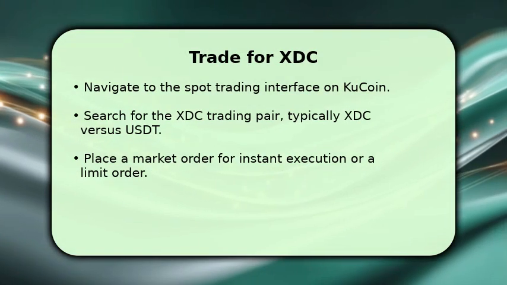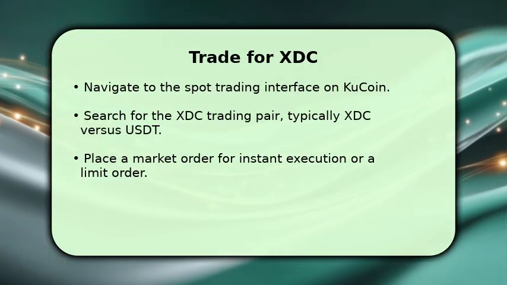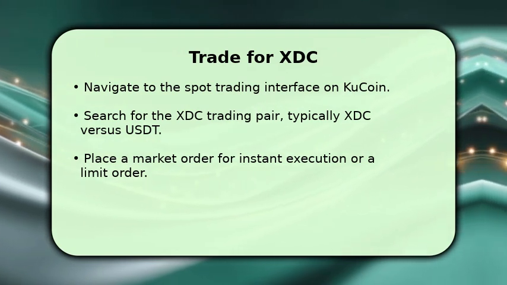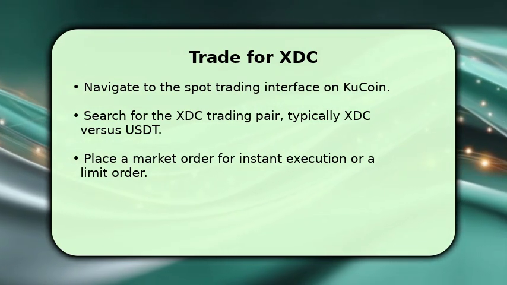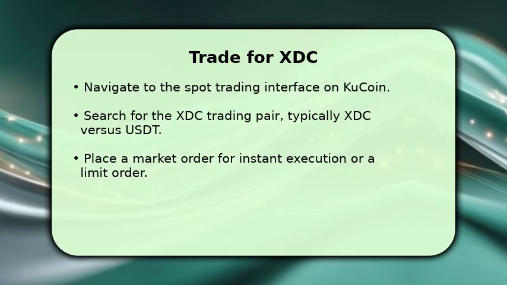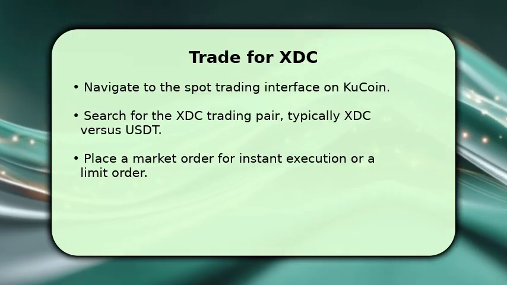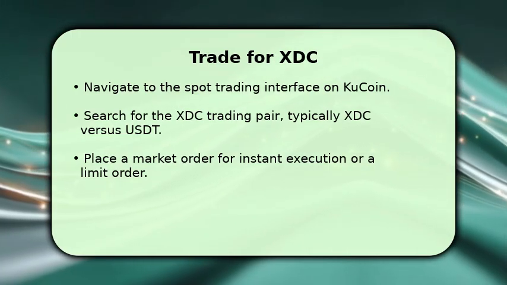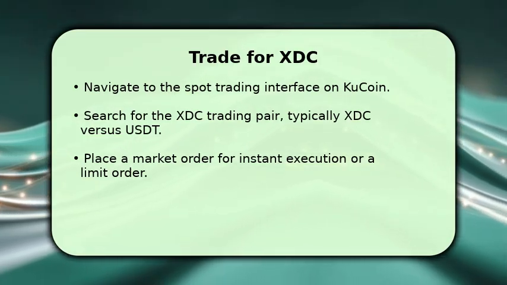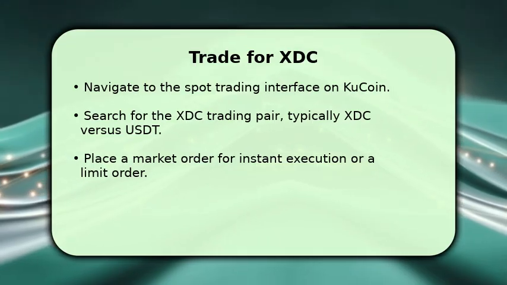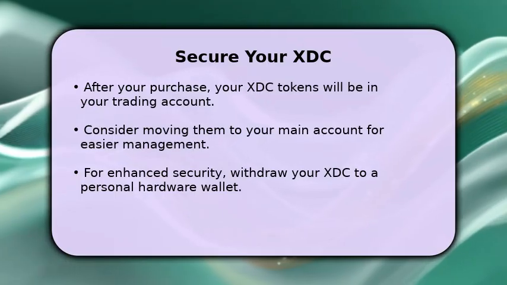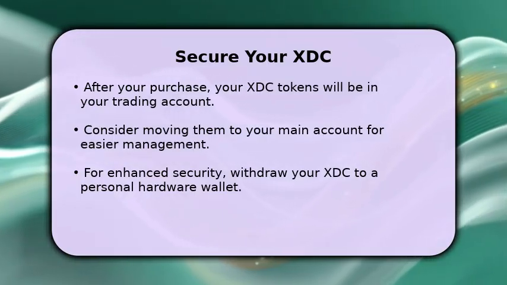Once your account is funded, it is time to trade for XDC. Head over to the spot trading section on KuCoin. In the search bar, look for the XDC trading pair, most commonly XDC versus USDT. You can then choose between a market order, which executes immediately at the current price, or a limit order, allowing you to set your desired purchase price. Enter the amount of XDC you wish to buy and confirm your order. Congratulations, you have successfully purchased XDC.